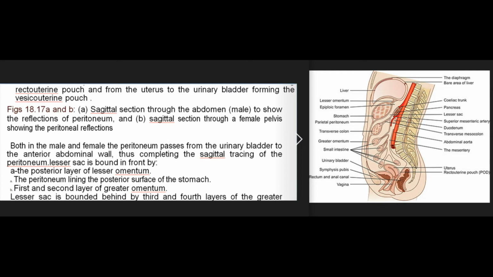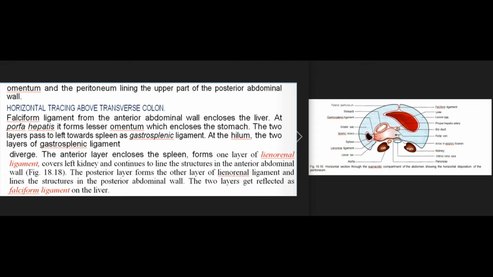The posterior layer of lesser omentum. A, the peritoneum lining the posterior surface of the stomach. B, first and second layer of greater omentum. Lesser sac is bounded behind by third and fourth layers of the greater omentum and the peritoneum lining the upper part of the posterior abdominal wall.